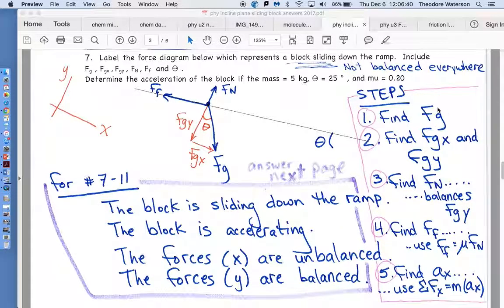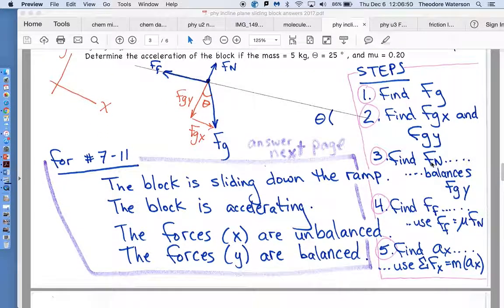So our steps to solve: we'll figure out our force due to gravity. We'll use our triangle to figure out the x and y components of our force due to gravity. It's easy to find that normal force because it's going to balance. If you found FGY, you know the normal force. Now, the frictional force won't balance if it's moving, so we'll have to find the frictional force. But if we know mu and we know the normal force, it should be easy to find the frictional force. Once you know the frictional force, you should hopefully see that the x component of its weight should be bigger than friction if it moves. And that's what allows you to figure out how it's accelerating.